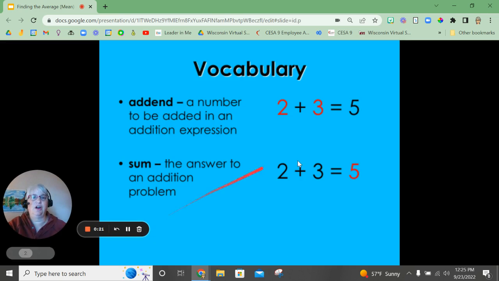Let's get started and talk about some vocabulary that you need to know that will help you out with this. So we have the term addend. An addend is a number that we add to another number. In this example, 2 plus 3 equals 5. 2 is an addend, and 3 is another addend. So we have two addends in this math expression. When you add them together, you get the sum, which is 5. Hopefully that's a word you've heard before. Sum is the answer to an addition problem.